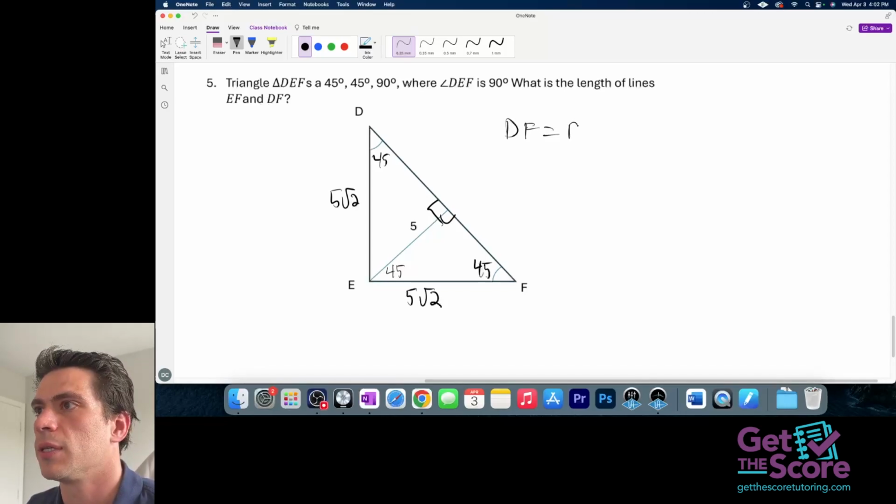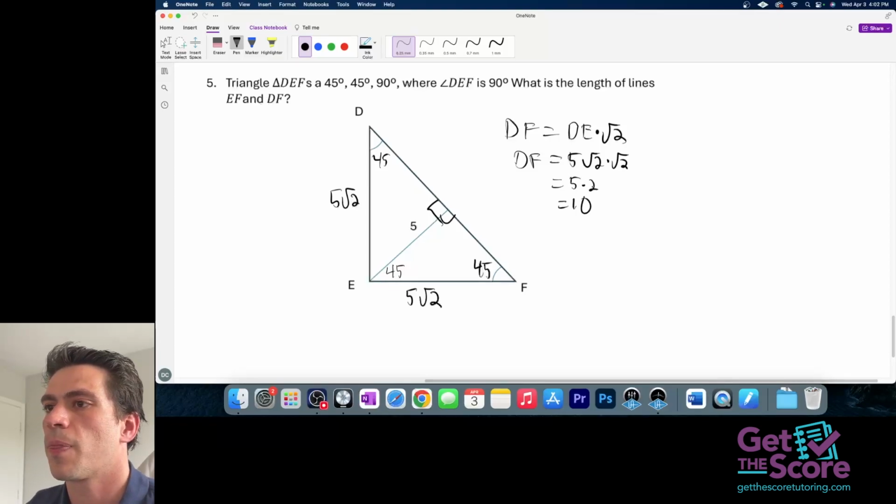It's going to equal DE times root 2. So then I'm just going to plug that in. 5 times root 2 times root 2. And that'll just come out to 5 times 2, which is going to be equal to 10.